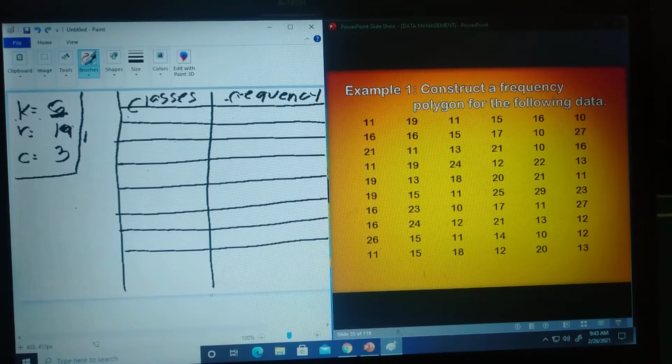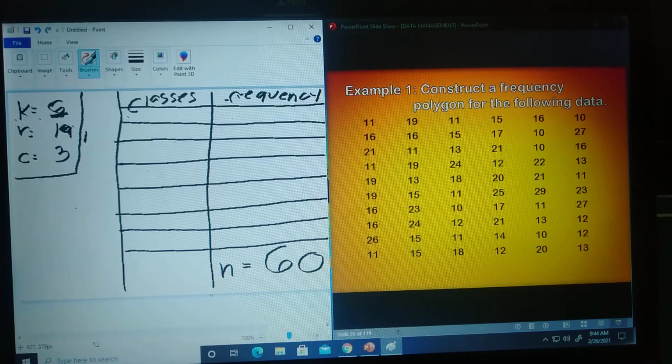Okay. Dito, sa baba ng frequency, laging may n na maliit. It indicates the total number of frequencies. Since our data is 60, so dapat kapag i-add mo lahat ng mga frequencies nila is 60 din. Matik yan. Okay?